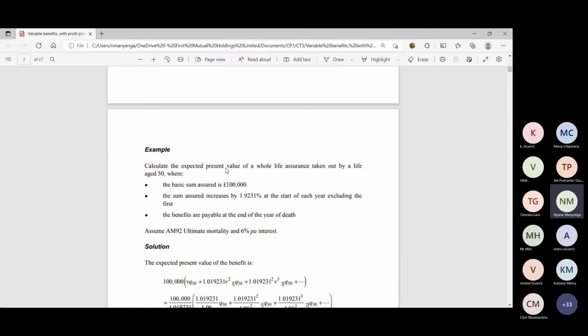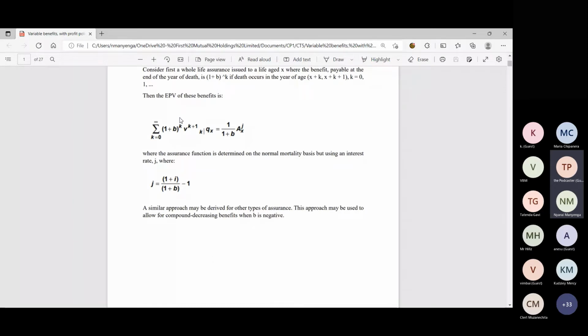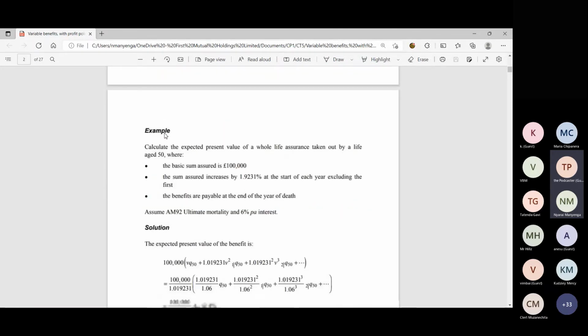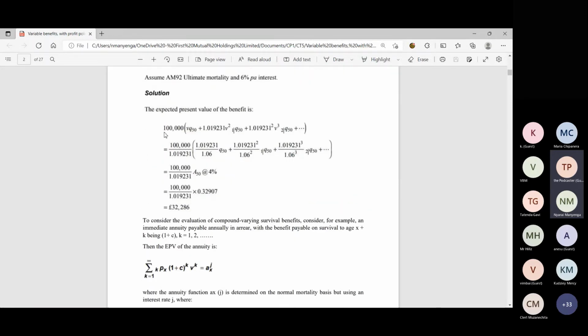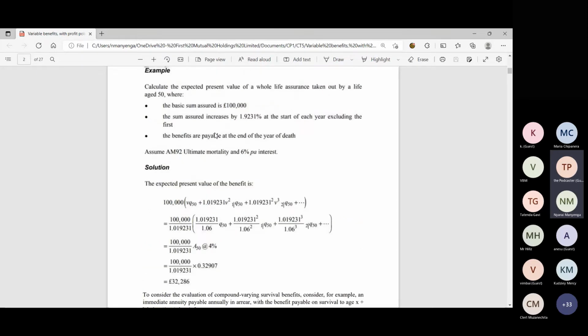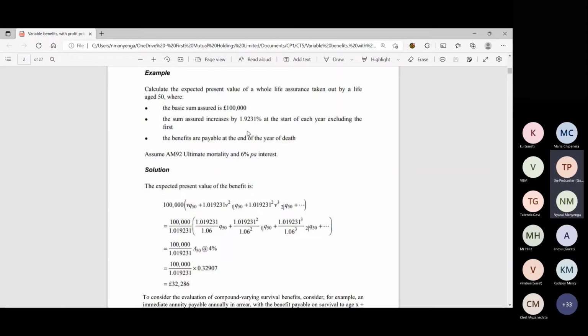So if we use this formula at the beginning to write out the expected present value of these benefits, it will be 100,000, which you take out because it's a constant, times, in the bracket, v q_50 plus 1.01923 v squared 1|q_50, and so on and so on. You find that the bonus rate 1.92% only applies at the second year, not the first year, as the question says here.